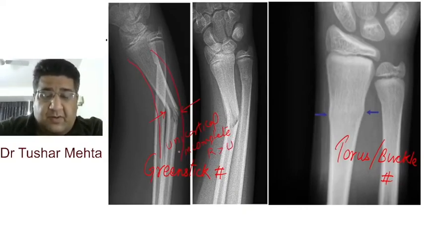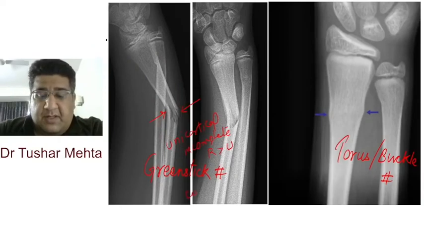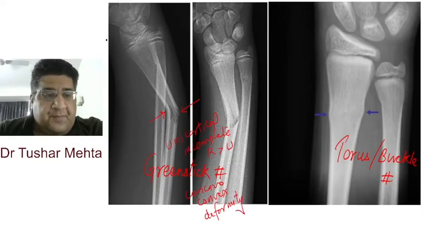Now you can see the shape of the forearm. So if you see the shape of the forearm, then there is for sure a concavo-convex deformity. Are you able to understand this?